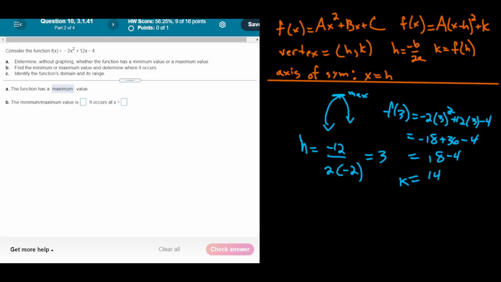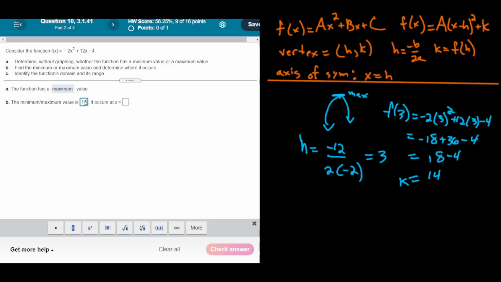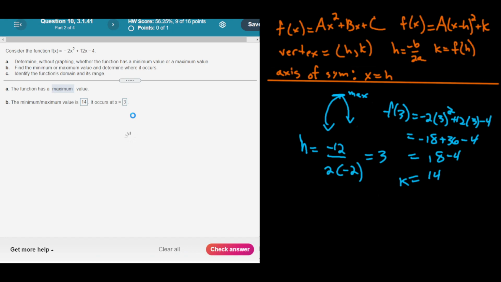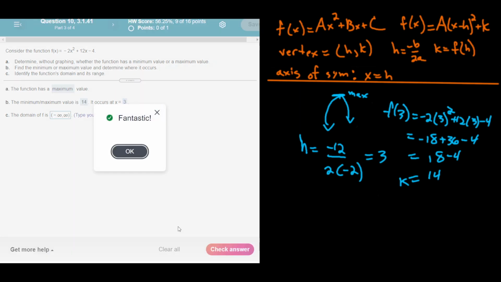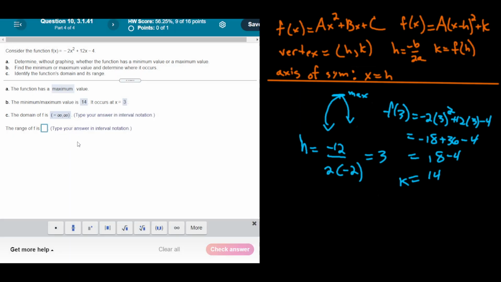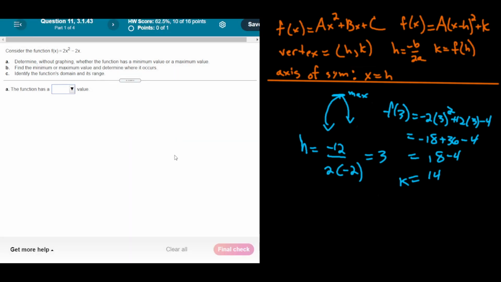So the maximum or minimum value is going to be whatever your k is. We know that this is a max, so it's 14. Where does it occur? Wherever your h is. Excellent. Domain, easy points. Range, negative infinity, because it's downwards, all the way to whatever your k is, 14. That's it.